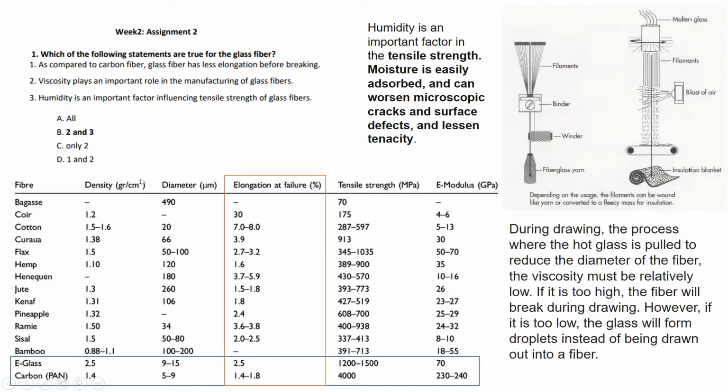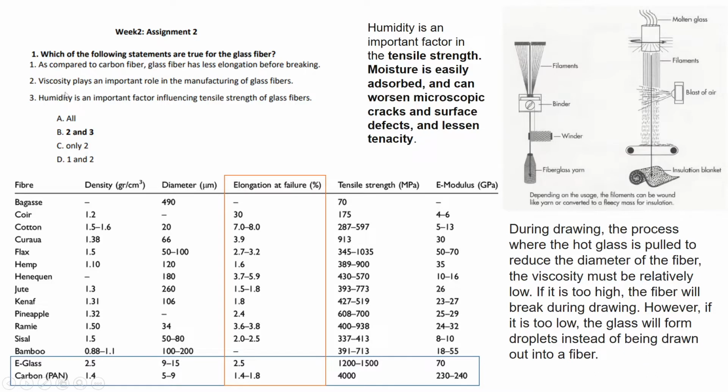So this is a comparison of the common properties of all kinds of fibers, that is bagasse, which is the waste left out of sugarcane, then cotton. All these kinds of natural fibers are there, and there is also e-glass and carbon fiber. We can see elongation at failure, which is equivalent to elongation before breaking. In case of e-glass it is 2.5, while in case of carbon fiber it's 1.4 to 1.8. So glass fiber has higher elongation at break, and therefore this first statement is wrong.